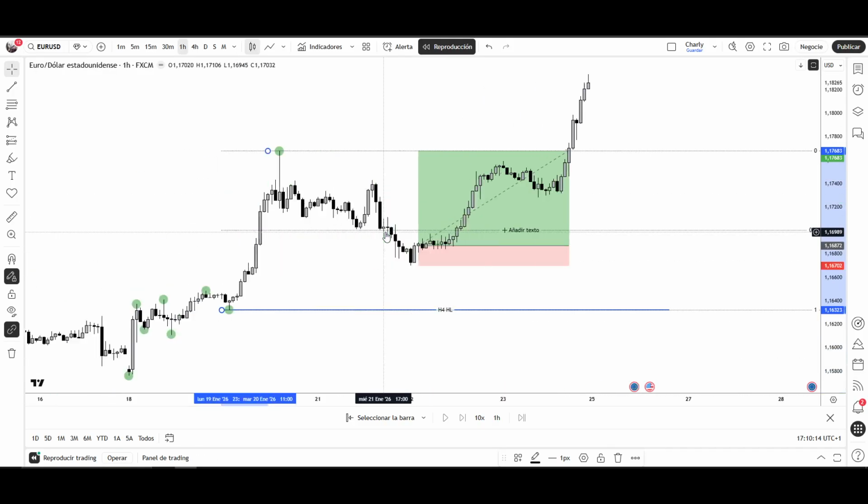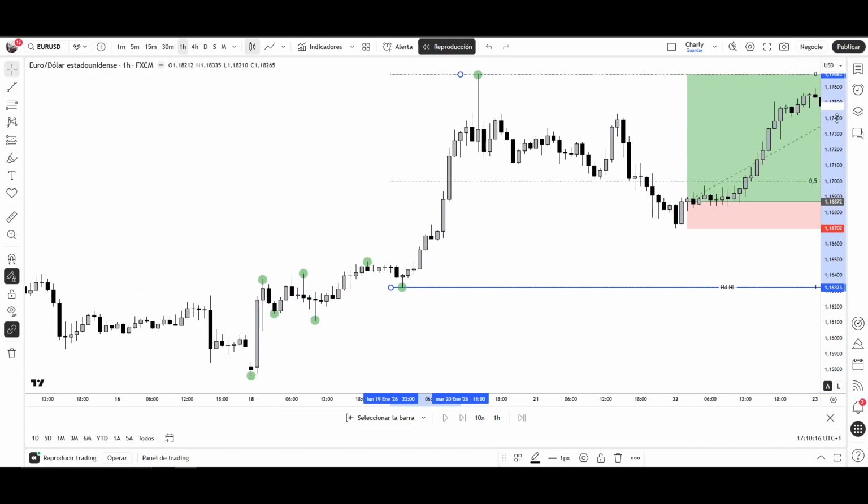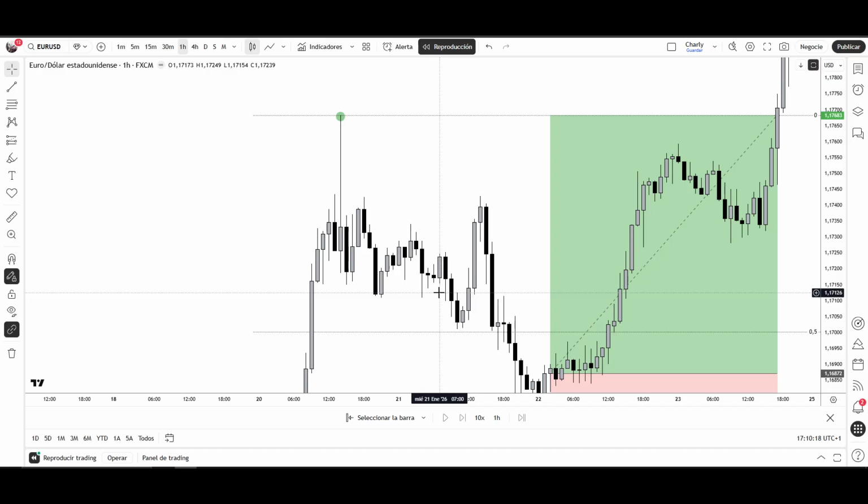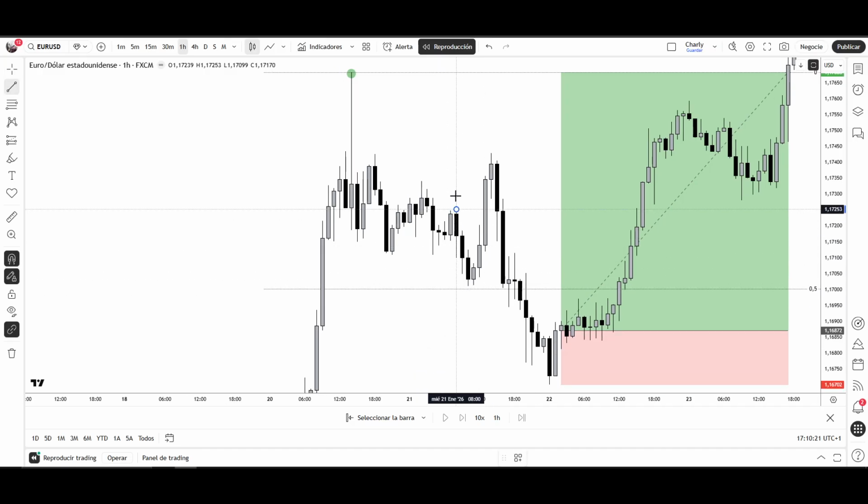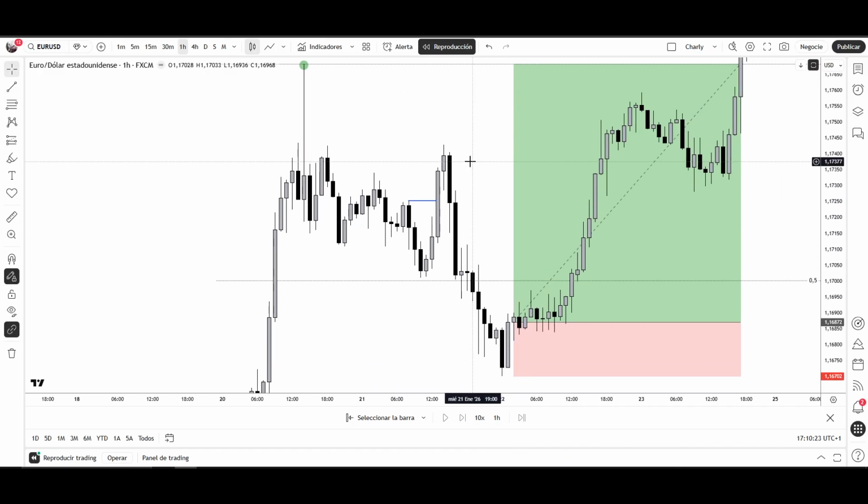We had a very great example this exact same week. Without tapping the 50, the market already did this bullish break of structure. This was exactly at New York Open.